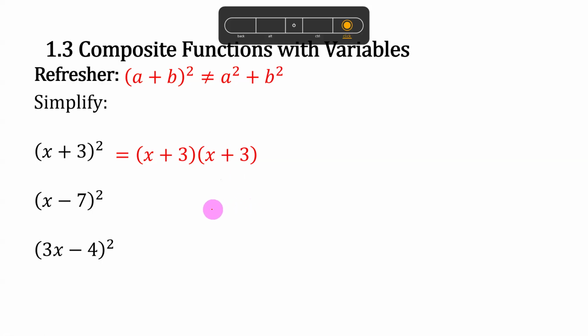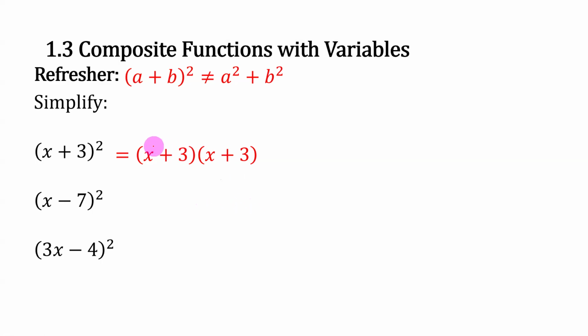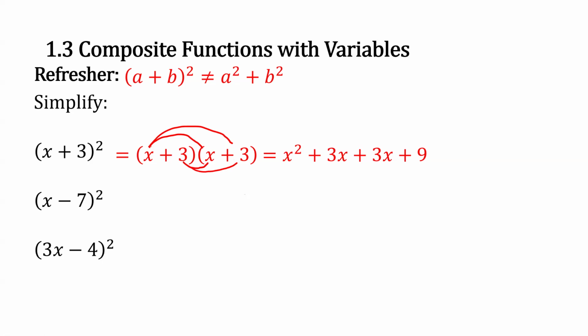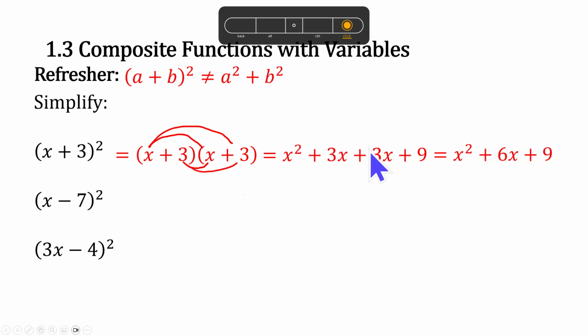So what we're going to do with something like (x plus 3) squared is do (x plus 3) times (x plus 3). And you can FOIL this, however you want to think about the distribution method. You're going to do x times x, which gives us x squared, plus 3x plus 3x plus 9. Combine like terms. The middle here will become 6x. And there you go.